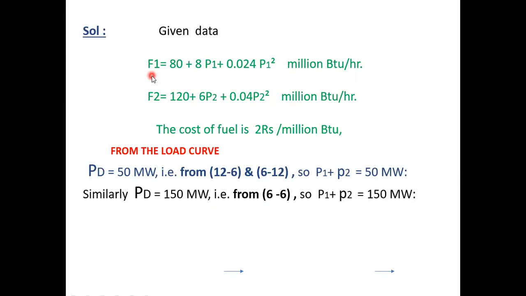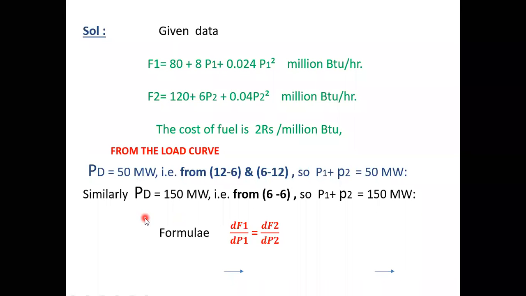So here we need to find out the fuel cost, that is F1 and F2. So how we can calculate? First we need to find out P1 and P2 by considering this PD. This is also same procedure. So by considering these two equations and PD, let us calculate P1 and P2, then find out F1 and F2. So finally, we can consider the cost of fuel is 2 rupees per million BTU. So let's do the problem.